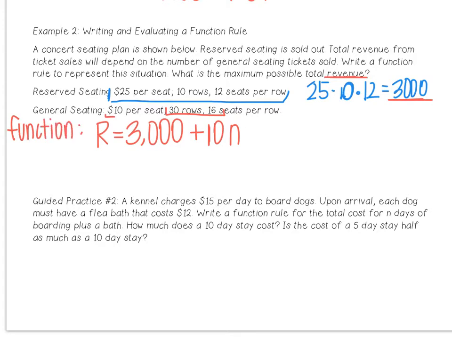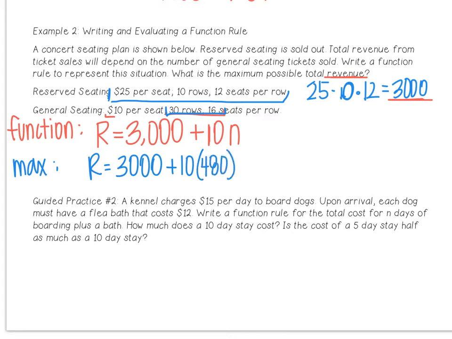Then they ask, what is the maximum possible total revenue? That's where we use this information, the 30 rows and the 16 seats per row. So we're going to do 30 times 16 to figure out how many seats that is. It's 480. So my maximum revenue is going to be, if I sold all of my general seating as well as my reserved seating, so it's going to be 480 seats. And then you just evaluate that right-hand side of the function, and you get $7,800. So my maximum revenue would be $7,800.